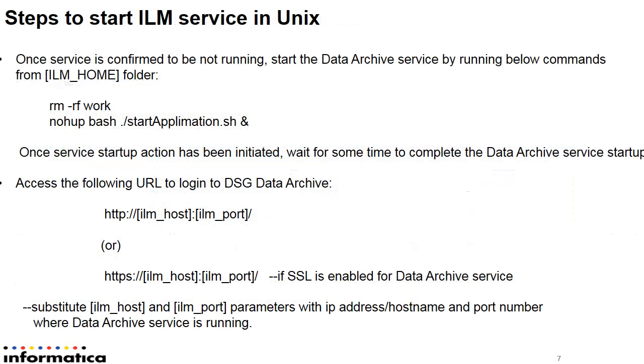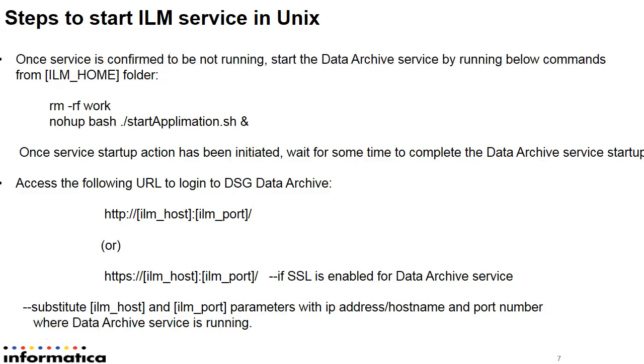Now let us see about starting the service in Unix. You have to go to the ILM home directory. First you have to clear the work directory. For removing the work directory, you can run the remove -rf work directory and you can start the services with a nohup bash ./start implementation.sh script.